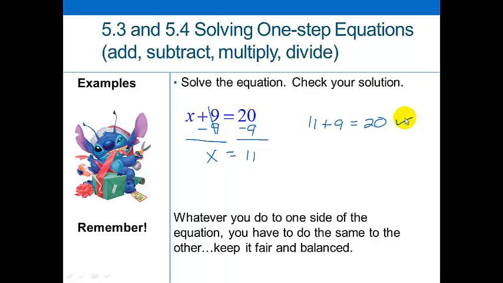Okay, so it's important to remember that whatever you do to one side of the equation, you have to do the same to the other because you want to keep it fair and balanced. Just think about that. If your brother got $5, you better get $5 too, or you're going to be mad, depending, you know, if it was an allowance or just because. So you want to keep it fair. You don't want to create some type of chaos. You want to keep it nice and organized.